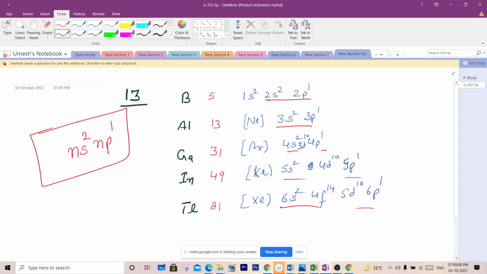Just a general question. What element is the 49th element? Sorry. It's indium. Yeah, indium. That's right.